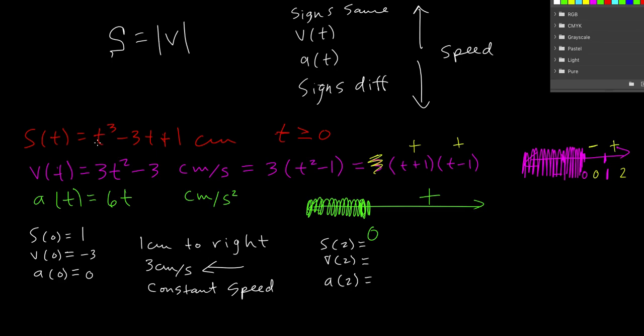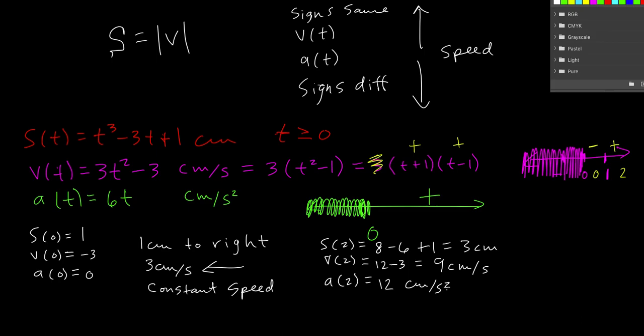Okay, so if I plug in a 2 right here, 2 cubed is 8. If I plug in a 2 here, I get negative 6, and I have my plus 1. And if we add all those together, we get 3 centimeters. Now if I plug in a 2 here, 2 squared is 4, 4 times 3 is 12. Subtract 3 from that, and so we end up with 9 centimeters per second. And then if I plug in a 2 right here, I get 12 centimeters per second squared.